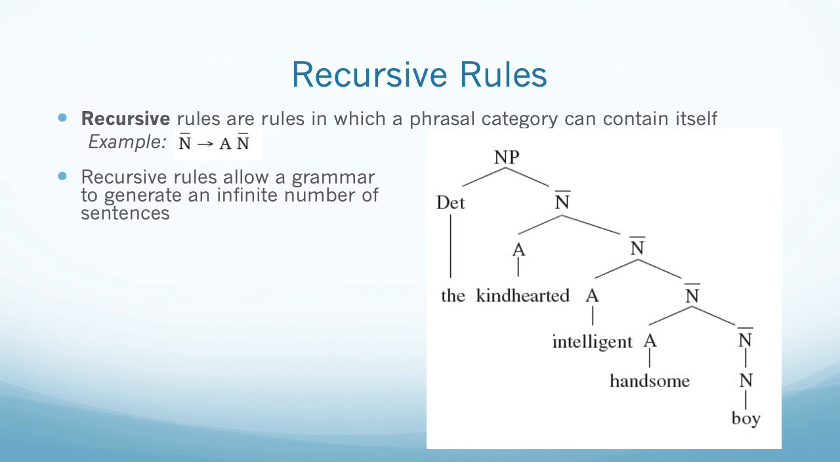So we start off with the NP at the top, because this is a noun phrase, the determiner, the, and then a series of N-bar levels with adjectives branching out of them. Kind-hearted, intelligent, handsome. And then at the end, we finish with the word boy, the noun, which is the head of the phrase.